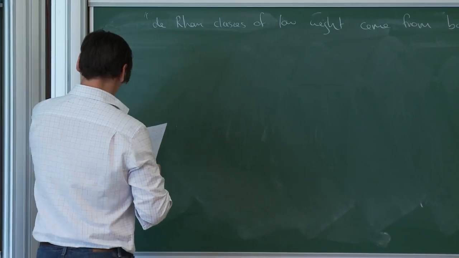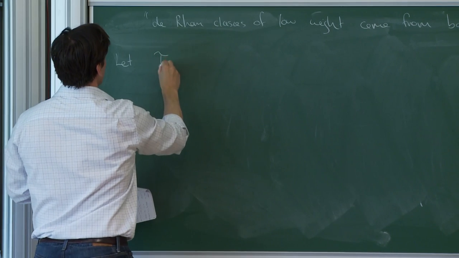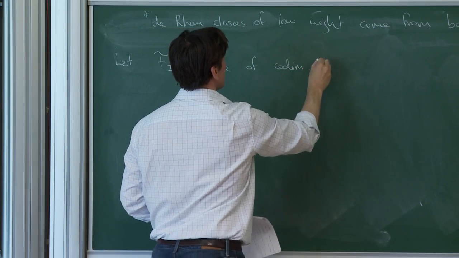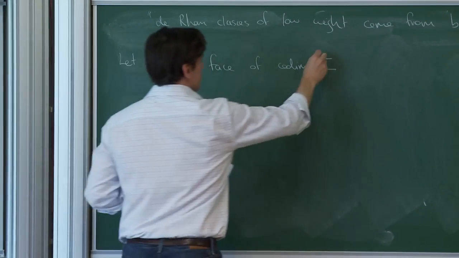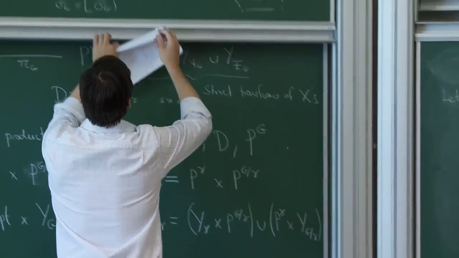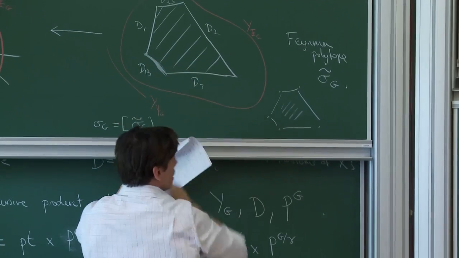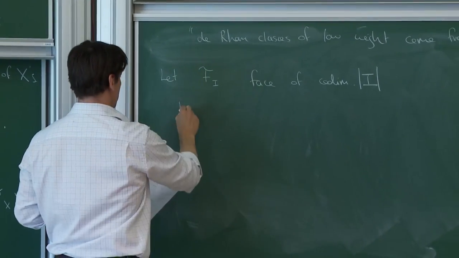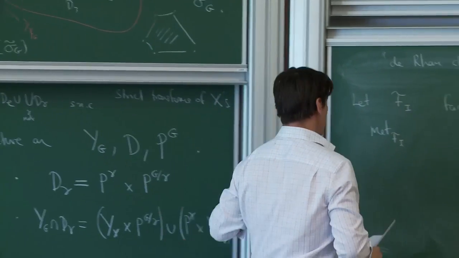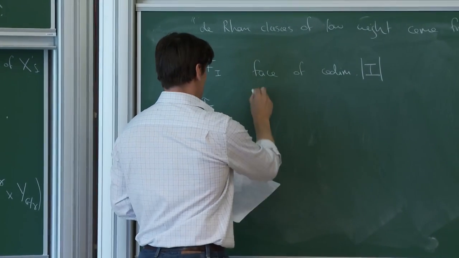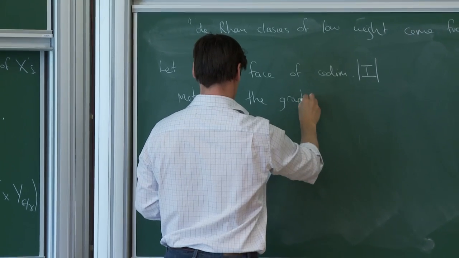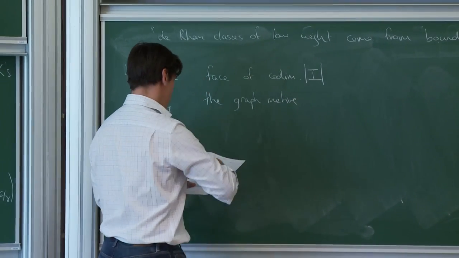Okay, so what's the general theorem? Let me write F_I for the face of codimension I. So I is some indexing set telling me which divisors D I want to intersect. So a face I could be, for example, D1 intersect D13. I'm slightly behind, so I won't write all the messy notation. And each face defines a motive in the same way as we saw in the previous paragraph. So we have a corresponding graph motive for every face.